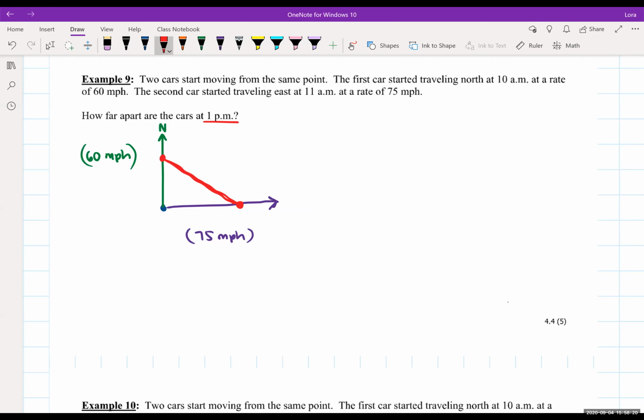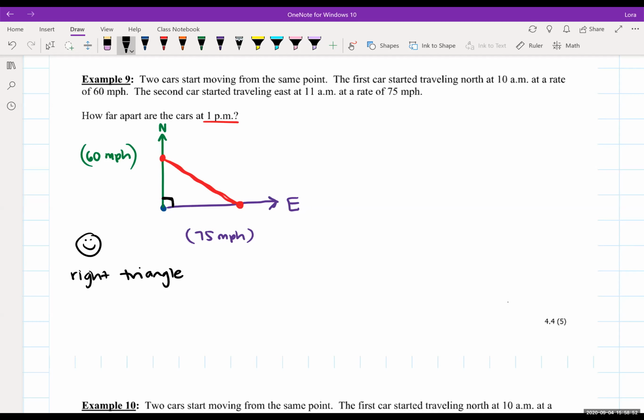Now I'm hoping you see it, but if not, I'll give you a hint. When you had the setup of the directions, one went north, one went east, and no one took a different path along the way. I'm hoping that you're able to see that you have yourself a right triangle. And that makes me happy, because if I have a right triangle, I have to know how to spell triangle. There we go.